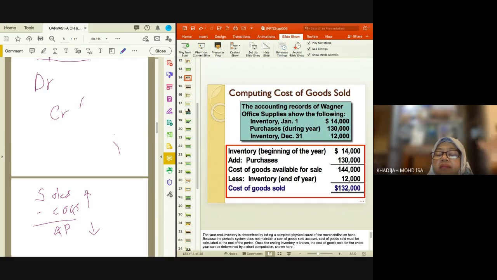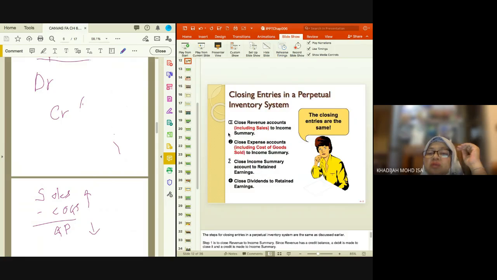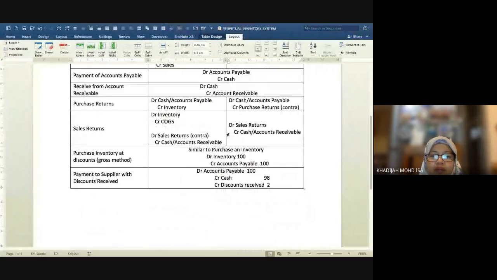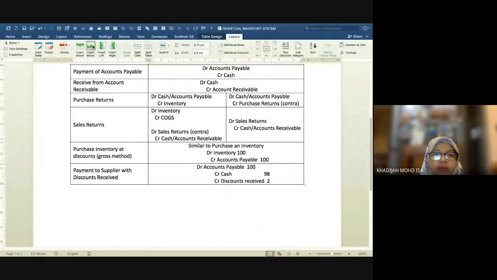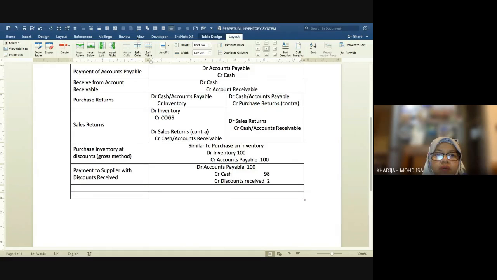And then, remember, how do you know the value of your inventory under periodic? You have to do the stock take, whether you like it or not. Let me put here why you do stock take. When you talk about stock take, what do you call that? The physical count of your stock.